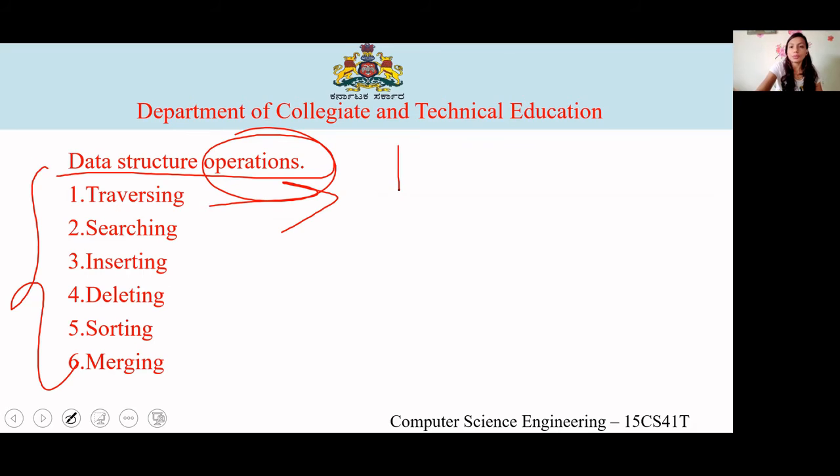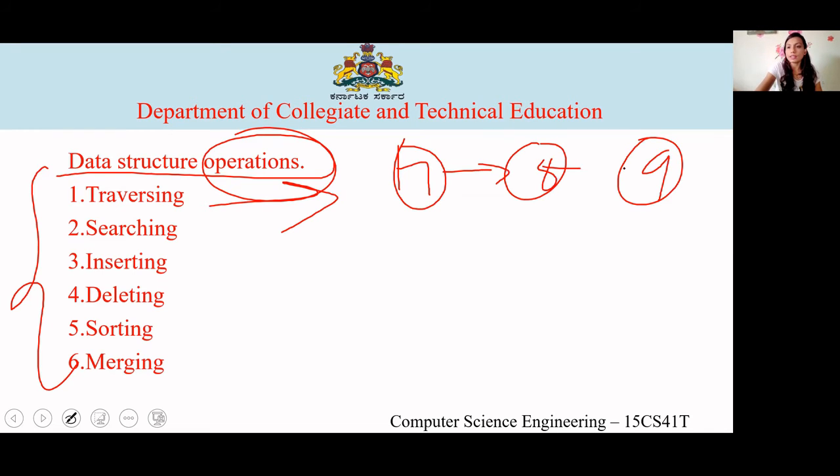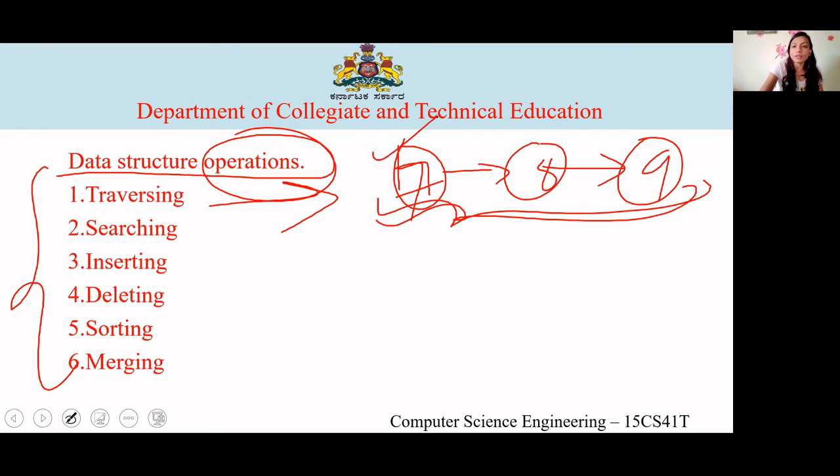Yes, assume I have 3 records. So 3 values I have like this. Traversing means visiting each of these nodes at least once. If you want, write it down. Traversing is the process of accessing each node at least once. So if I visit 7 once, 8 once, 9 once, it is called traversing.